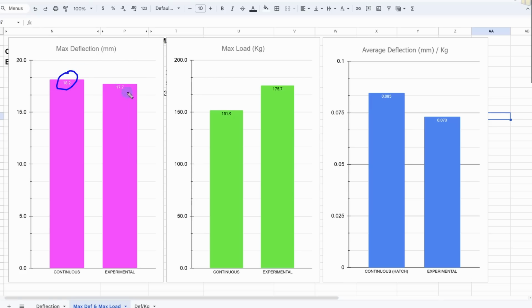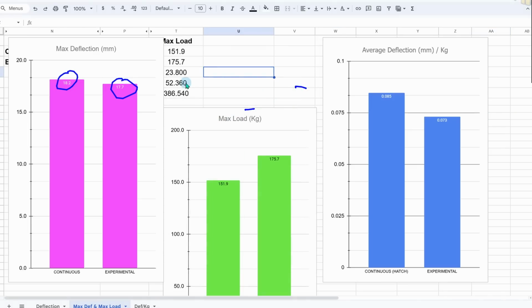So again, we have max deflection in millimeters, and then we have the max load. So this is where we saw a pretty big difference. Max load for continuous, 151.9 kilograms, and experimental, 175.7 kilograms. And if you're not a kilogram person, that's 52.36 pounds of difference between them, or overall, 386.54 pounds in order to take it to the breaking point.